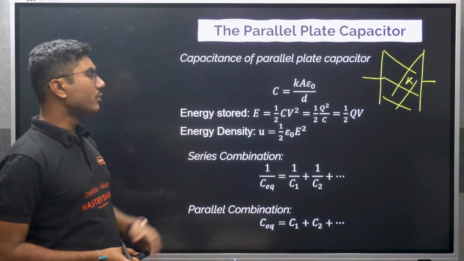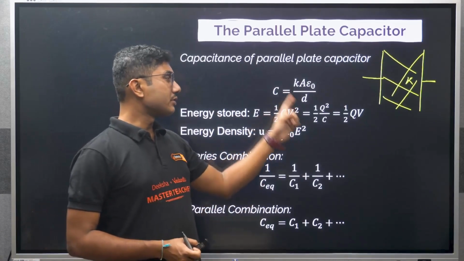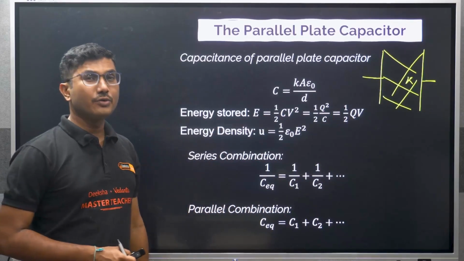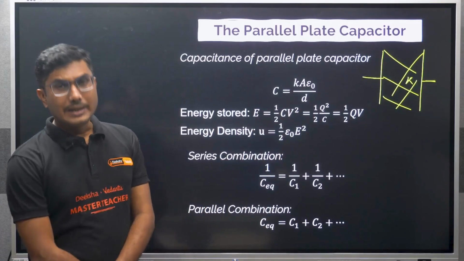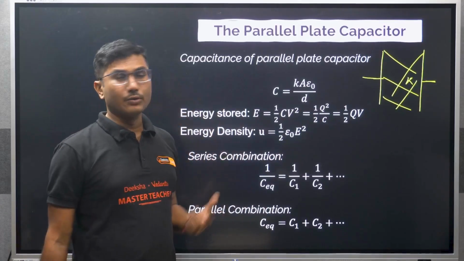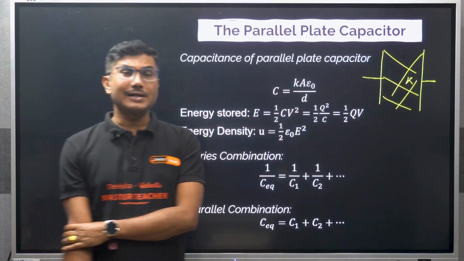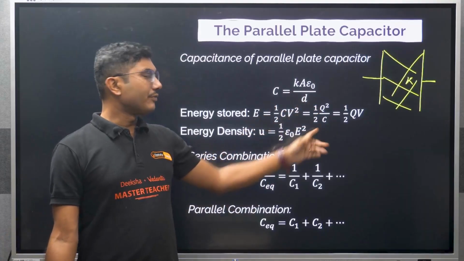Now energy stored in a capacitor is given by half CV squared, which is also equal to half Q squared by C, which is also equal to half QV. The formula you will use depends on the given values. Suppose there is a question where Q and C are given and they ask you to find the energy stored. Then that will be the formula you have to use.